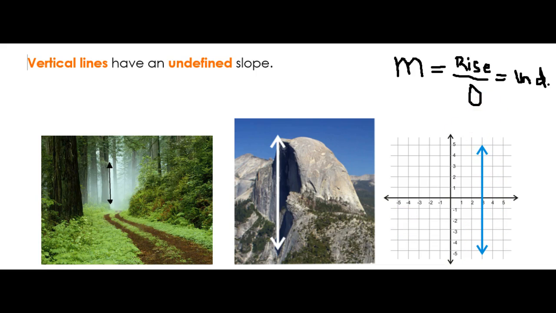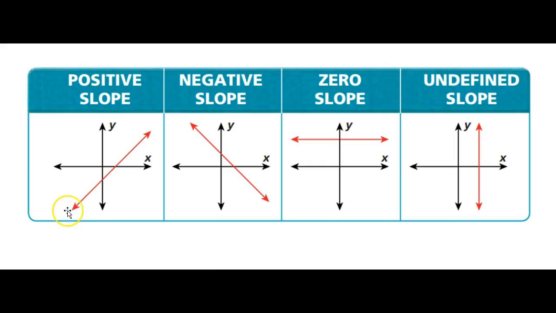So to pull that together, a positive slope is increasing from left to right. A negative slope is decreasing from left to right. A 0 slope is just a flat line. There's no incline. And a vertical line has an undefined slope.